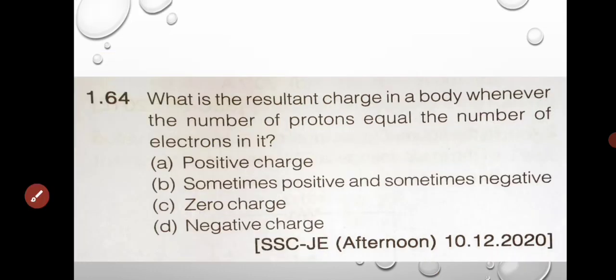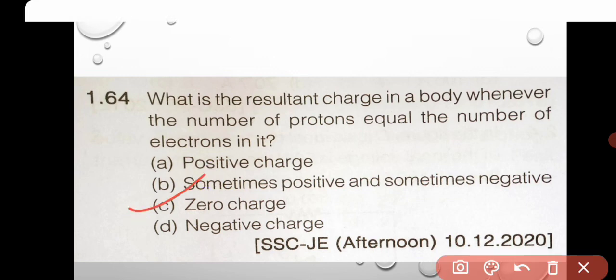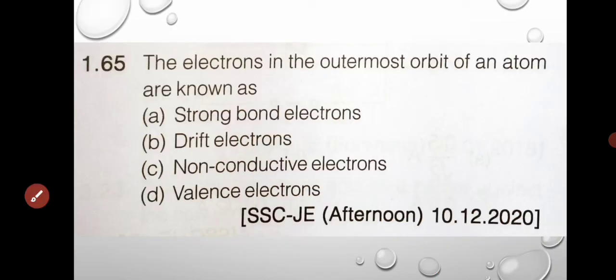Now the next question, what is the resultant charge in a body whenever the number of protons is equal to the number of electrons in it? Its correct answer will be C, that is zero charge. Means when the number of electrons is equal to the number of protons, the atom becomes neutral and hence it has zero charge.